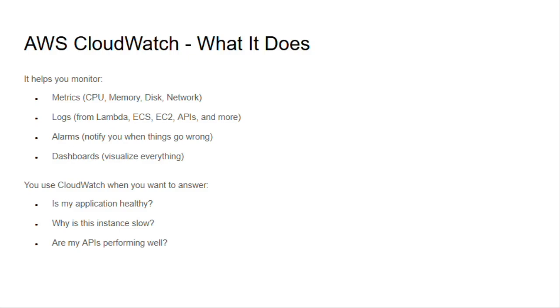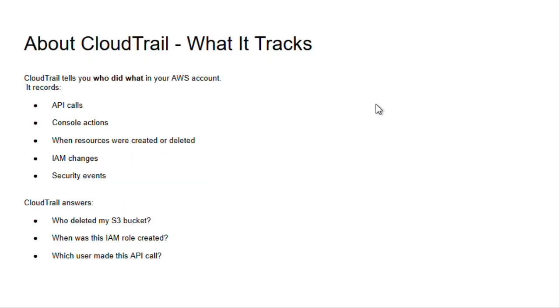You use CloudWatch when you want to answer, is my application healthy? Why is this instance slow? Are my APIs performing well? Let's discuss this with one example. Imagine your EC2 instance CPU spikes. CloudWatch can track the CPU metric. It can trigger an SNS alert and even scale your auto-scaling group automatically. Basically, CloudWatch equals metrics, logs, and alarms.